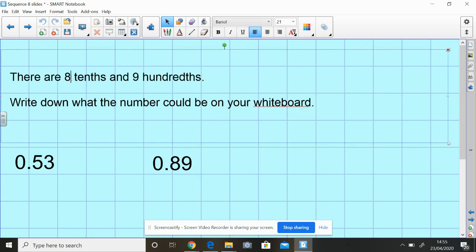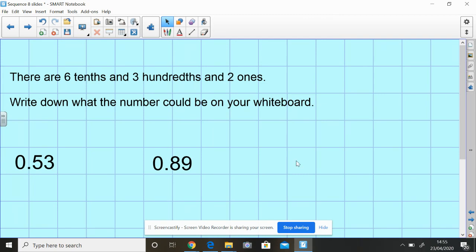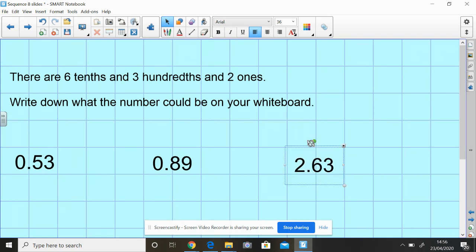Okay, and last one. In my number, there are 6 tenths, 3 hundredths, and 2 ones. What is my decimal? My decimal is 2.63, because I've told you that I have got 2 ones, and this is the ones column, before the decimal point. I've told you I've got 6 tenths, this is my tenths, and I've told you I've got 3 hundredths, and this is my hundredths column.